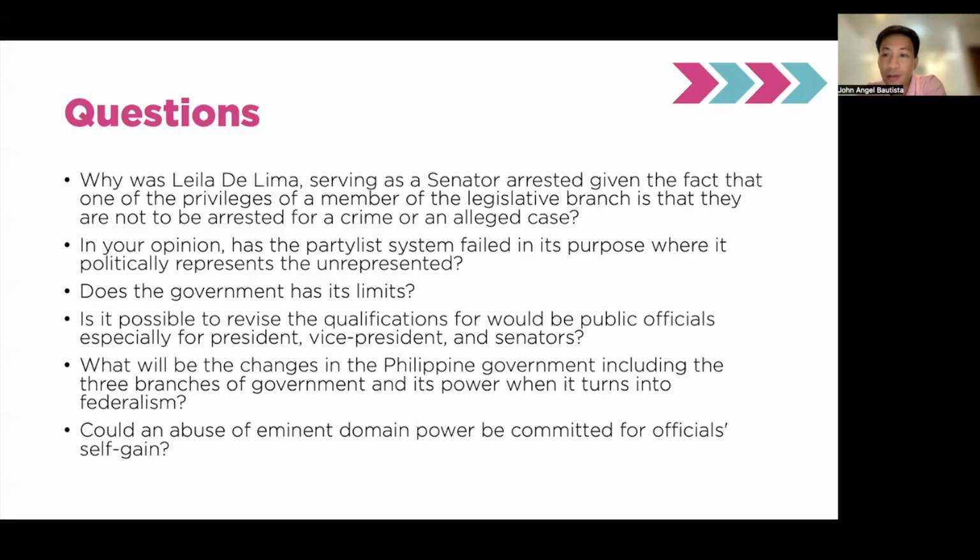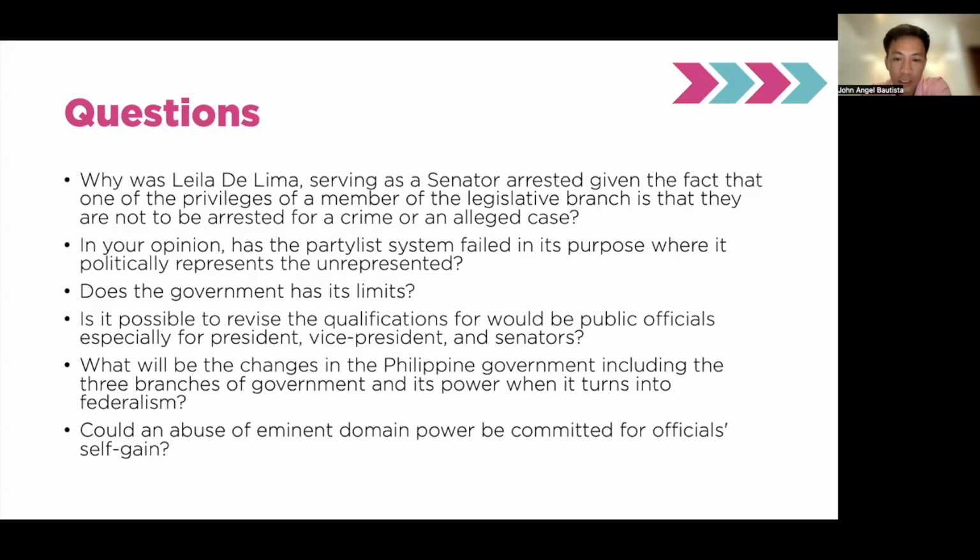Okay, does the government have its limits? Of course, that's why we have the Constitution. It limits the unbridled power of the government. Ang government powerful yan. That is also the reason why we have our Bill of Rights, because if you don't have the Bill of Rights, there's really nothing stopping them from being cruel. Wala. So is it possible to revise the qualifications for would-be public officials, especially President, Vice President, Senators? Sagot na natin yan kanina, only if there is a constitutional amendment or revision.